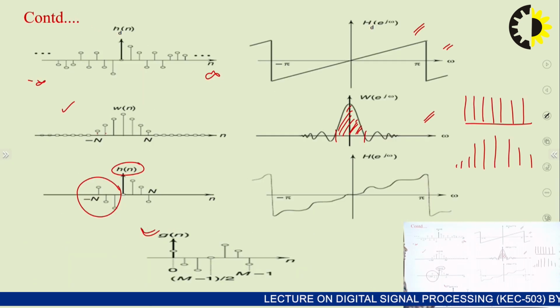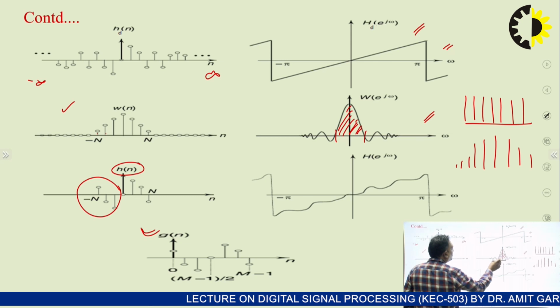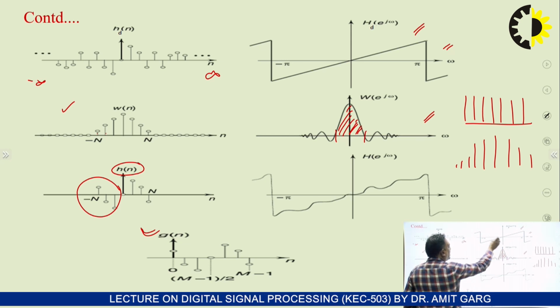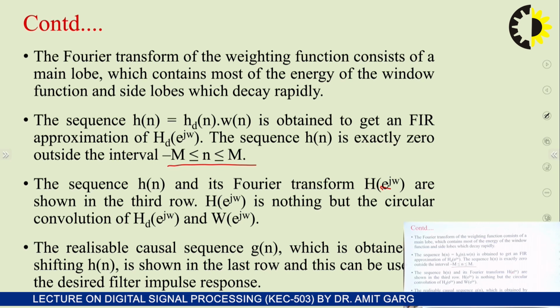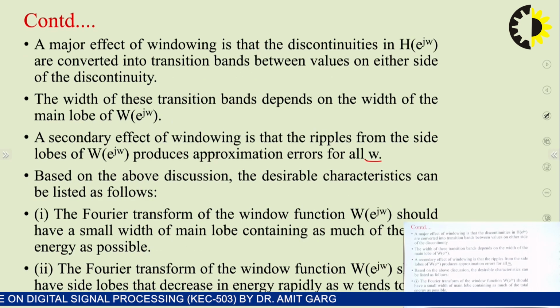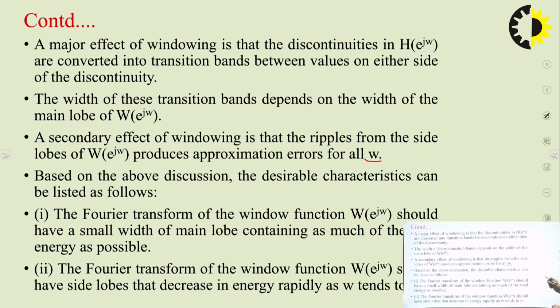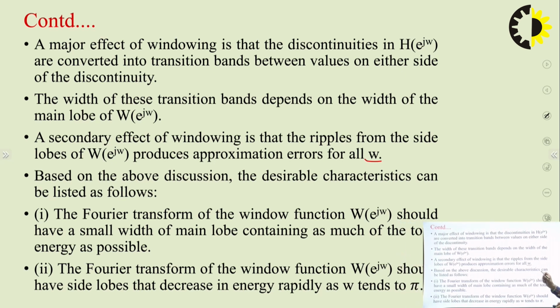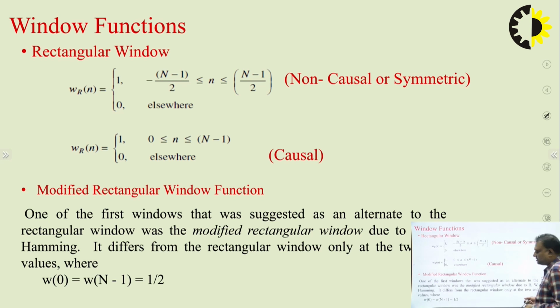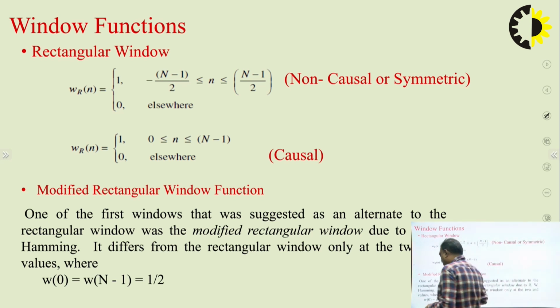So here we want the width to be as small as possible, and the height as large as possible. Second, the Fourier transform of the window function should have side lobes that decrease in energy rapidly as ω tends to π. So we want the width of the main lobe to be as small as possible, and the number of side lobes should also decrease.